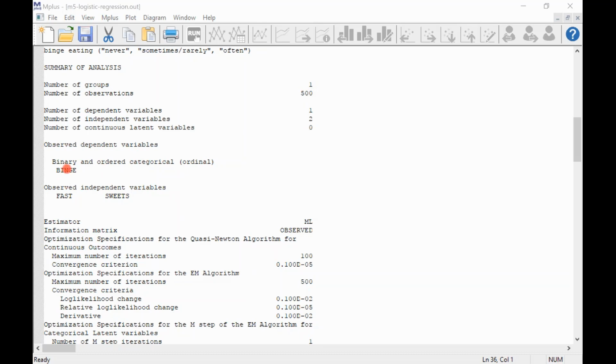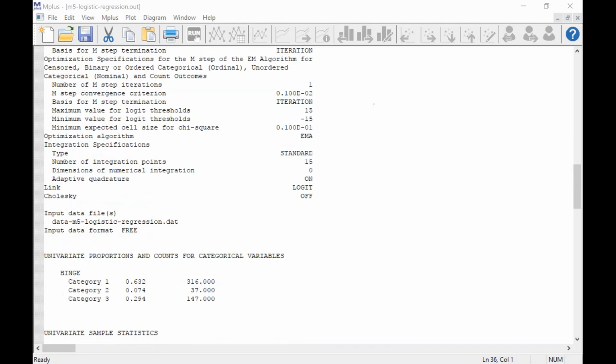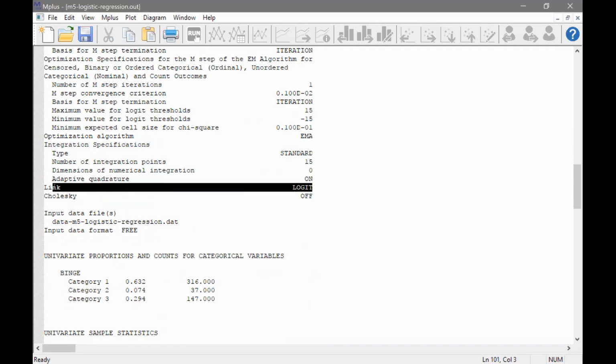You can also see that the outcome variable was ordinal. This means it was either binary or ordered categorical. The observed independent variables were cravings for fast food and cravings for sweets. And finally, you can see the estimator used was ML. If you scroll down a bit more, you will also notice that the link used was Logit. This means that a logistic regression was performed.